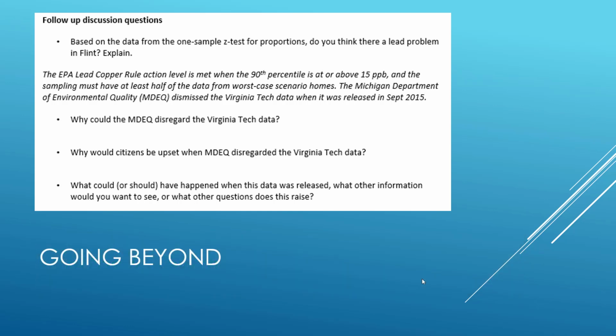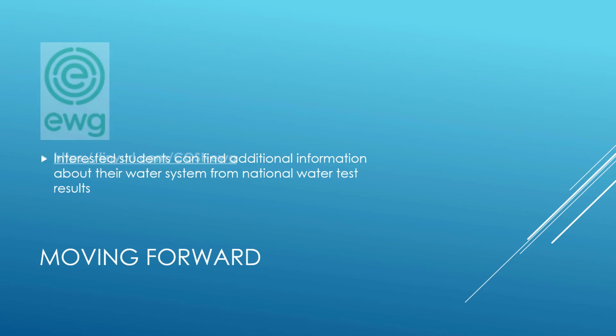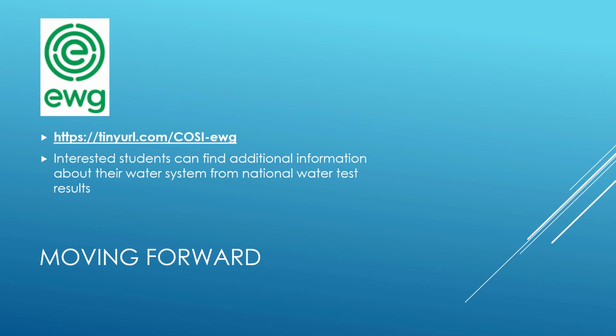So I hope as well that as you continue looking and you think about moving forward with an activity like this, you have additional pieces for interested students. Hey, what about my water? What about this water that I drink at home? And you can send them to the EWG to look up their zip code and see their water system data. I put this as a tiny URL. It's just cozy-ewg. And I'll put that link in the YouTube video as well if you're interested.